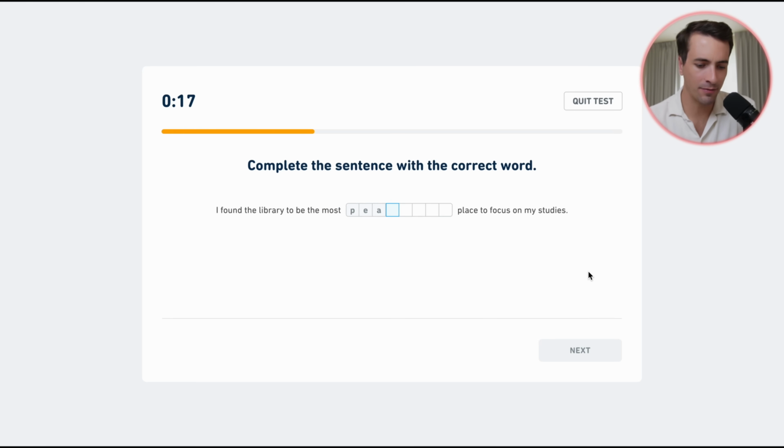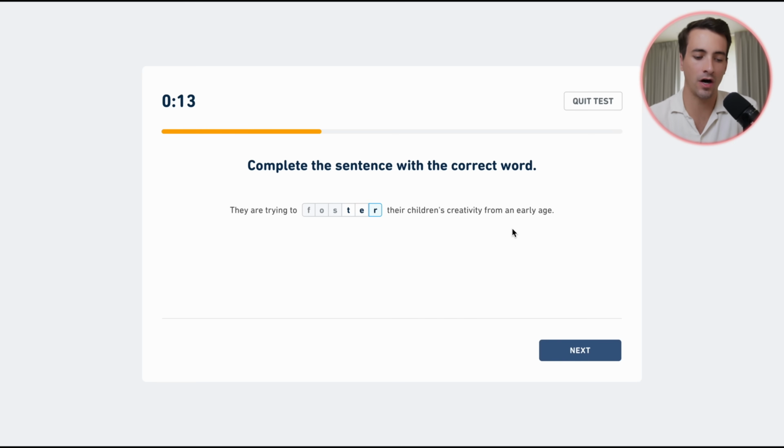I find the library to be the most blank place to focus on my studies. Peaceful. We want a peaceful place when we are studying, a quiet place. They are trying to blank their children's creativity from an early age. Foster their children's creativity from an early age. This means develop.